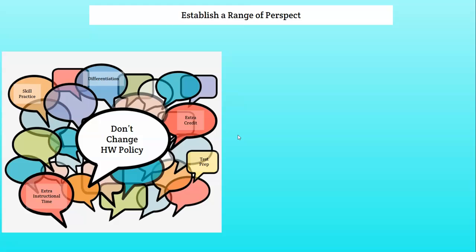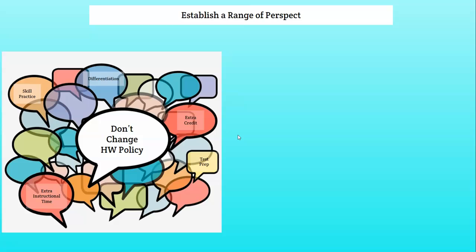We don't want to change homework policy because it establishes the opportunity for students to practice their skills. We don't want to change the homework policy because it provides an opportunity for differentiation of instruction, so students that are at various levels of performance are getting the practice and the assistance that they need to meet where they are. It gives students the opportunity to produce extra credit.